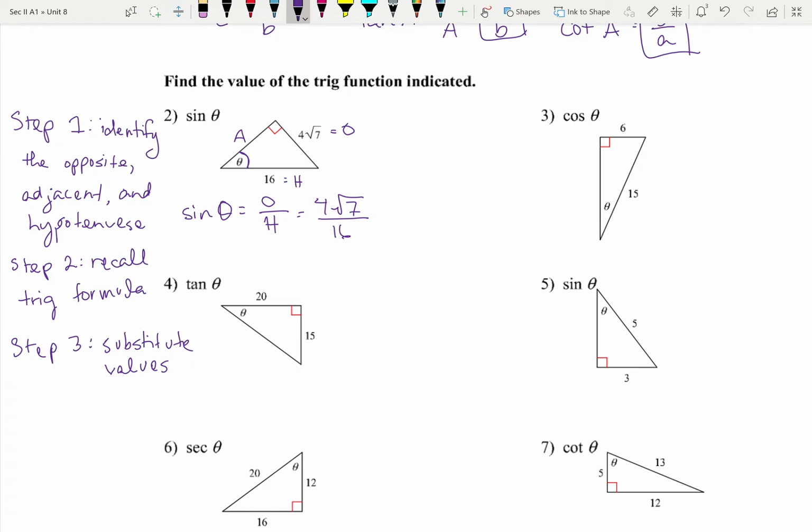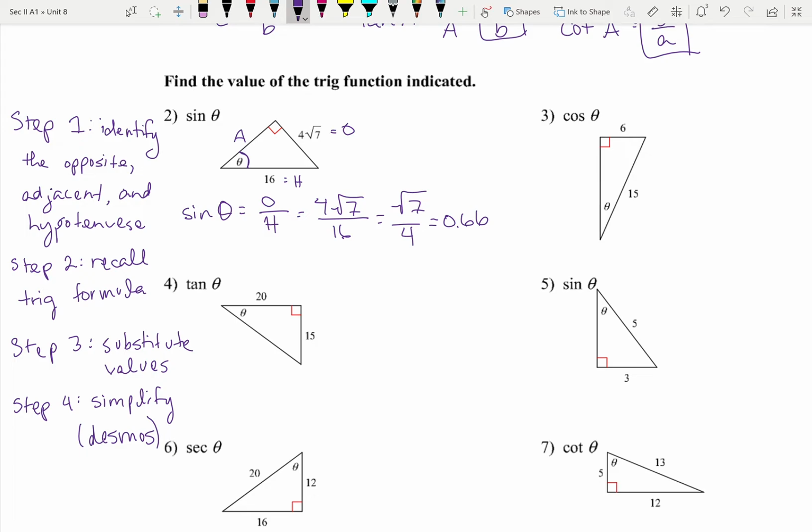Once I've substituted, my final step, step 4, is to simplify as much as possible. The majority of these are going to have radicals, they're going to have decimals, so you're going to want to have a calculator on hand. If you don't have a scientific calculator at home, that's fine, go to Desmos. So I'm going to write that down here: if you don't have a calculator at home, go to desmos.com, and it'll do it for you. So if I type that into my calculator, it's going to simplify it to root 7 over 4, which is approximately 0.66.